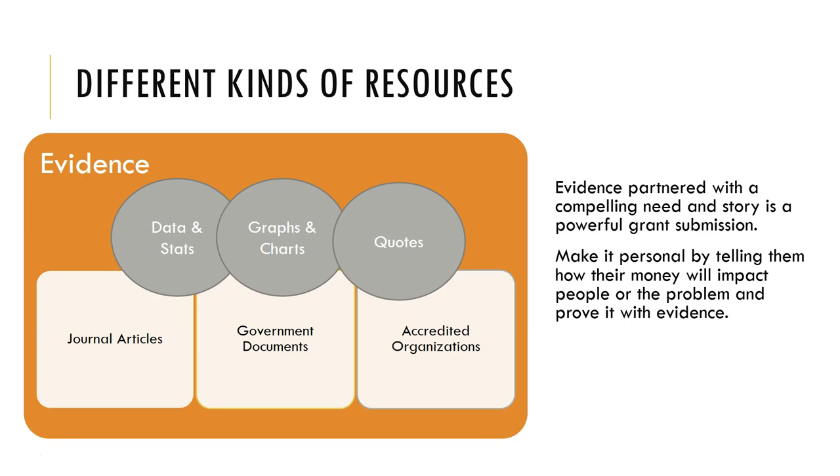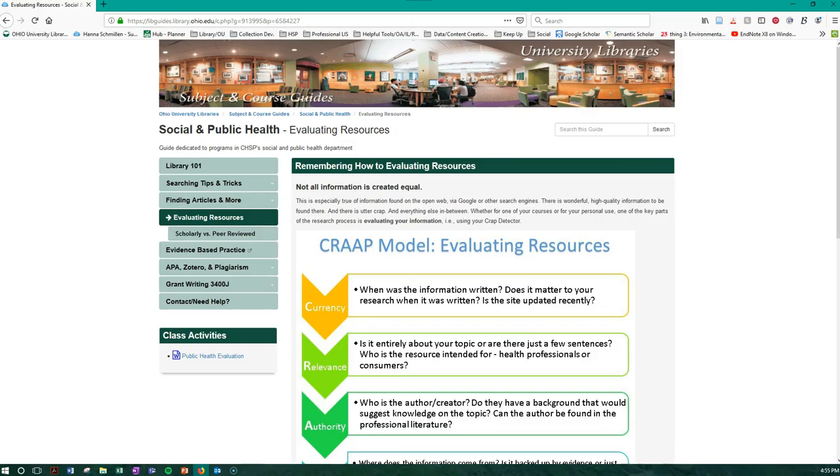It's likely that most of your support will come from journal articles, professional accredited organizations like the American Nursing Association, for example, and government documents. In each of these, you will find data and statistics, graphs, charts, and infographics, and expert quotes. The tricky part is searching and ensuring the resources are credible. So let's get started with evaluating credibility.